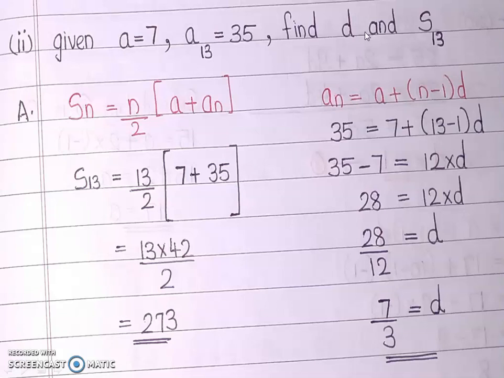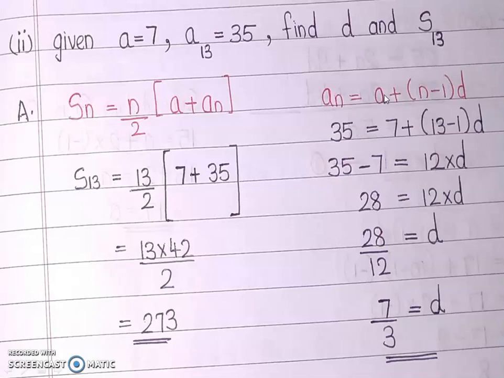Now D. How many things are given? You can use A is given, A13, N13 is given. So you can use An equal to A plus N minus 1 into D. Here which is the unknown quantity? D is the unknown quantity. All the other three terms are given to you. An, that is 13th term is given, first term is given, and number of terms is given as 13. So only unknown quantity is D.